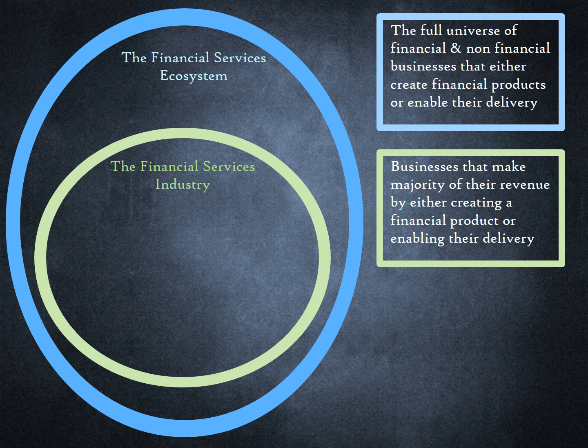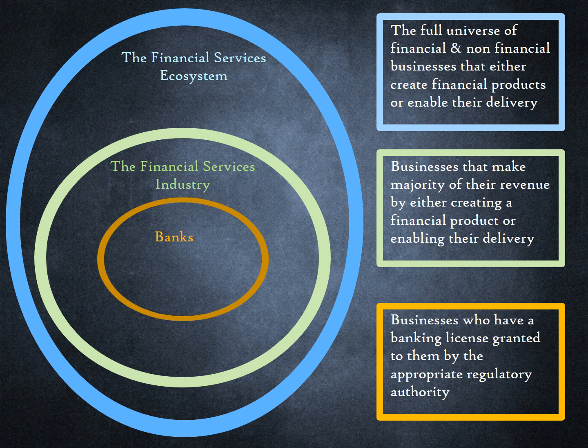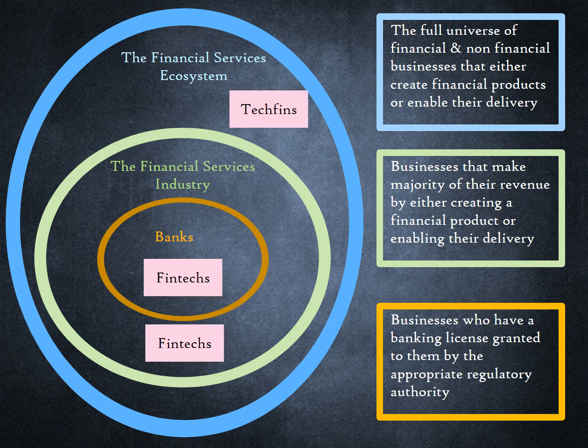A company like Google is part of the financial services ecosystem by virtue of products like Google Pay. But in our framework, Google is not part of the financial services industry. Finally, the inner circle is a subset of the financial services industry that consists of entities with a banking license. Fintechs can sit within the inner or the middle circle. Techfins sit in the outermost circle.